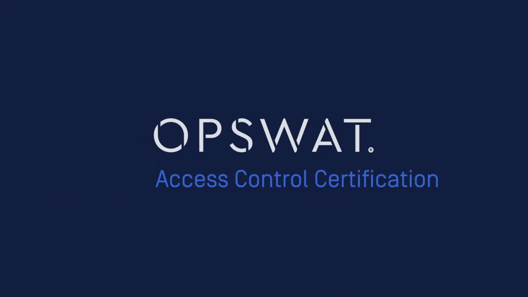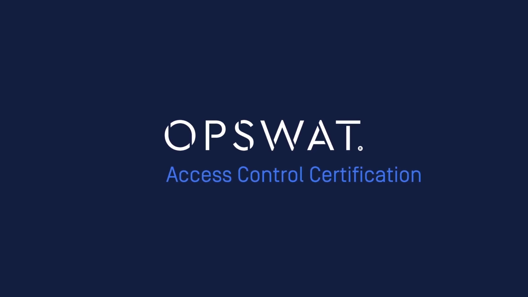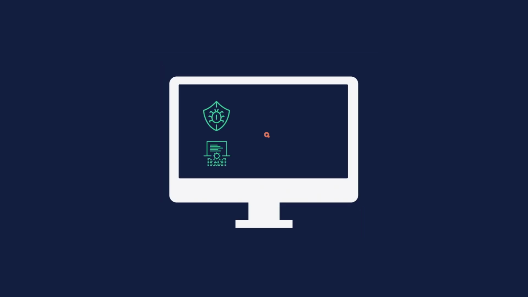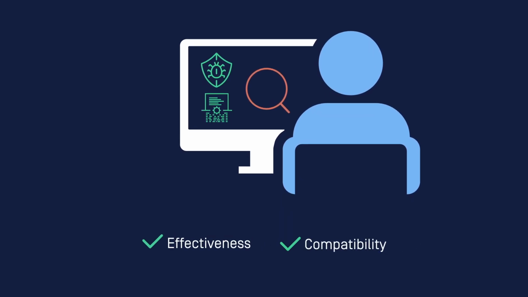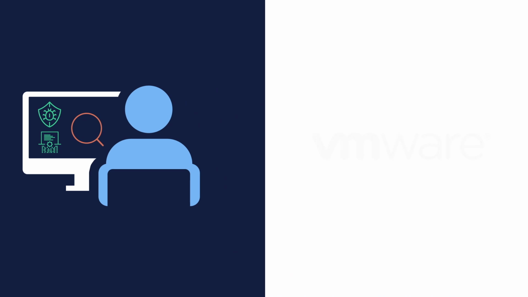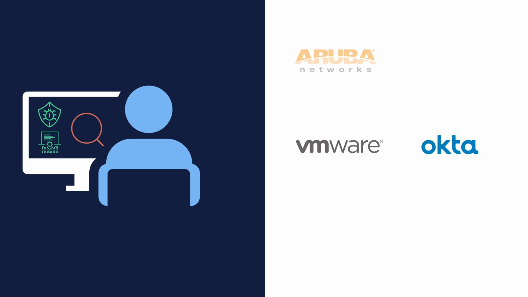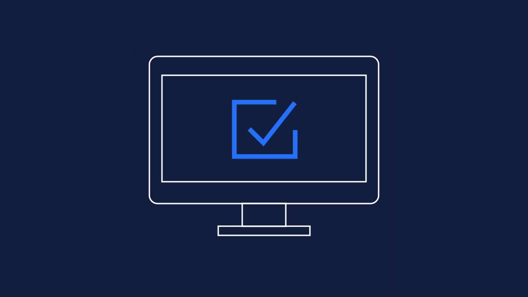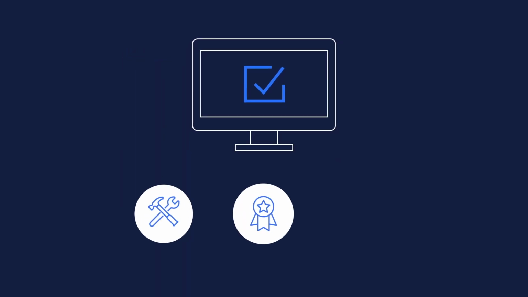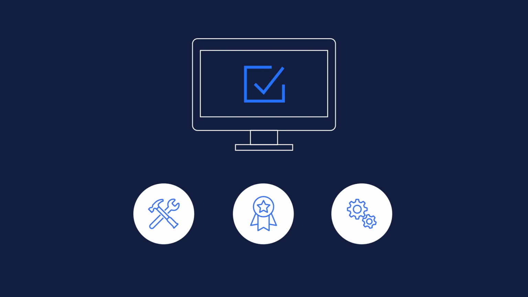The OPSWAT Access Control Certification Program establishes trust in devices by verifying anti-malware and disk encryption products' effectiveness and compatibility with the majority of leading access control solutions, such as VMware UAG, Okta SSO, Aruba ClearPass, Palo Alto Networks Prisma Access, and OPSWAT MetaAccess, among others, through comprehensive testing. OPSWAT tests for compatibility by verifying that products are authentic, configurable, and deliver basic functionality.